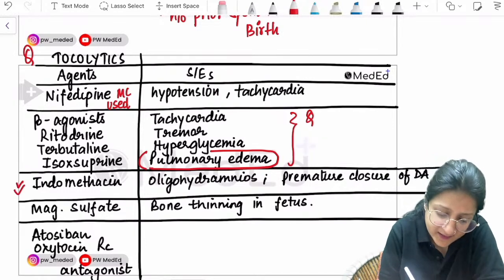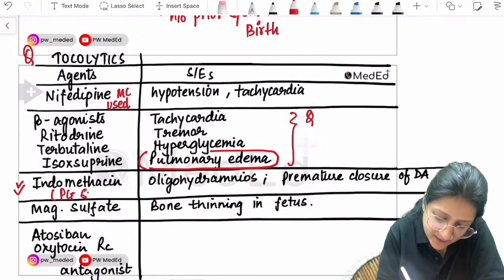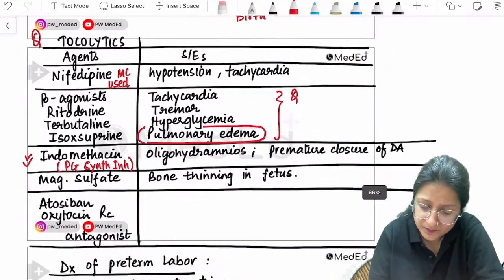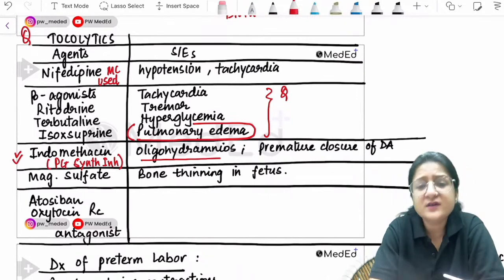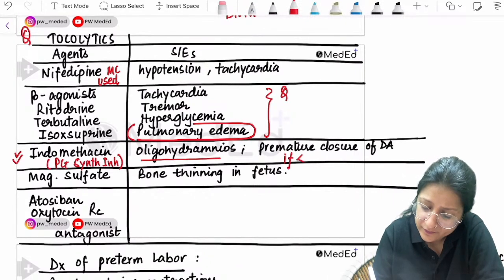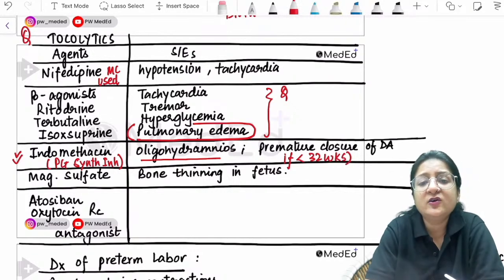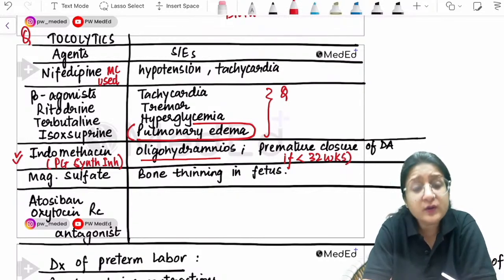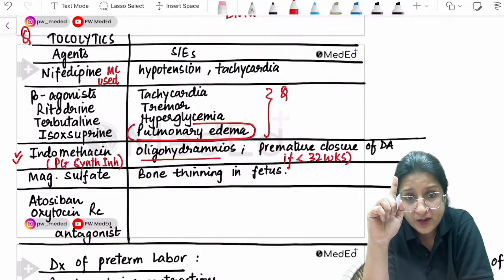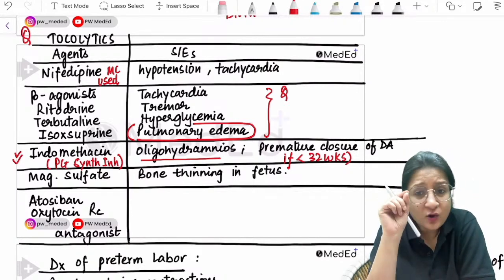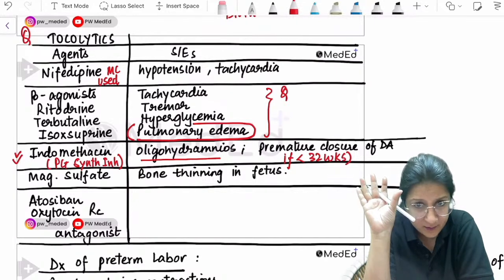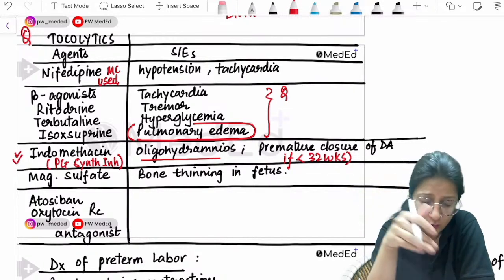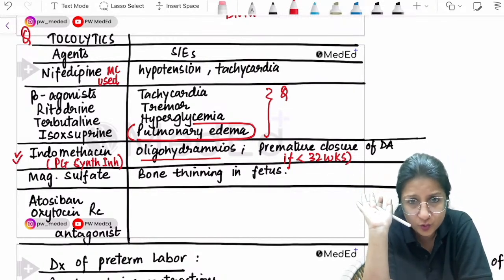Indomethacin is a prostaglandin synthesis inhibitor, isn't it? It is an NSAID. It inhibits prostaglandin synthesis, so it causes oligohydramnios as a side effect. If it is used before 32 weeks of gestation, it can also lead to premature closure of ductus arteriosus. That is why we don't prefer to use it. Now look here, I will tell you the way they asked questions. Indomethacin causes oligohydramnios as a side effect. That is why we generally don't prefer to use it for tocolysis. We use the most common, nifedipine.